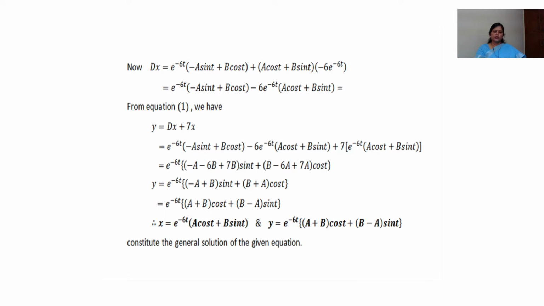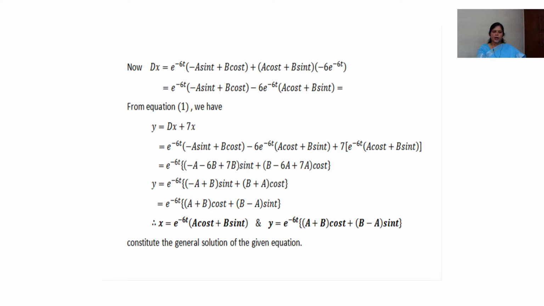So from equation 1, we know y is equal to Dx plus 7x. The Dx value we know, so we are going to substitute that, then plus 7 into x, which we also know already. So we are substituting these two values in y. After substituting, we go for simplification. Now we have 3 sin t terms and 3 cos t terms, so now we are going to combine them.